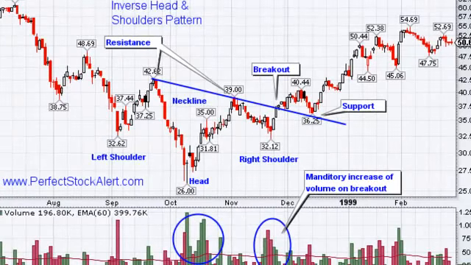Today we're going to be looking at the inverse head and shoulders pattern, also known as the head and shoulders bottom reversal pattern. Don't let this chart with all the annotations on it spook you. It's really not as complex as it looks, and I'll simplify it for you.